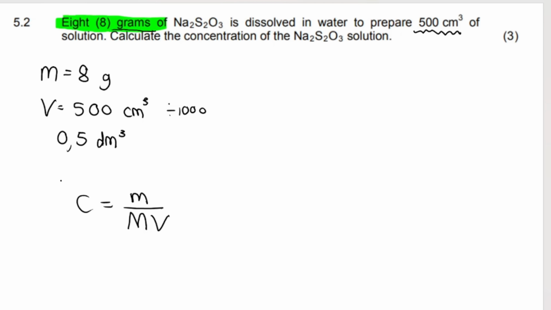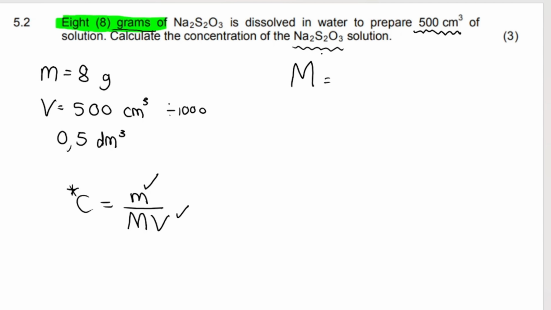So if we take a look at my formula, I'm looking for concentration. So that's my unknown. I have mass. I have volume. I need molar mass. As soon as you know the compound, we can work out the molar mass. Remember, we use our periodic table in order to calculate the molar mass. If you need a recap of this, check out the video in my description down below.